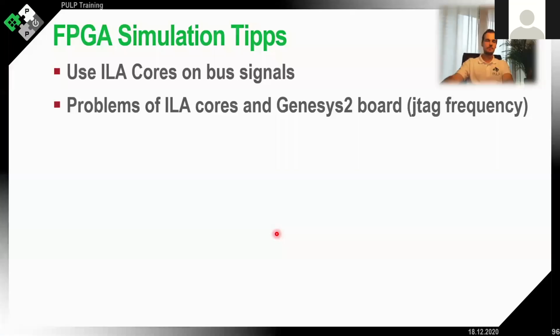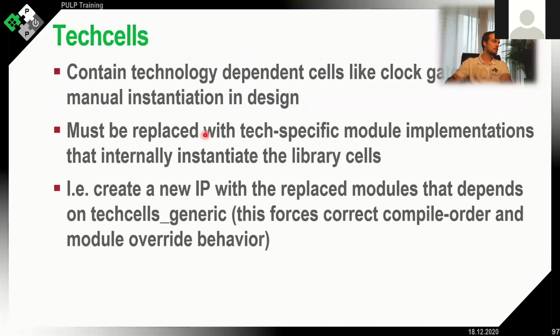Okay, so then let me start with the next topic, which is the IP landscape we have in PULP. So I will quickly go through not all of them, but over three main repositories that are used most often if you develop something with PULP.